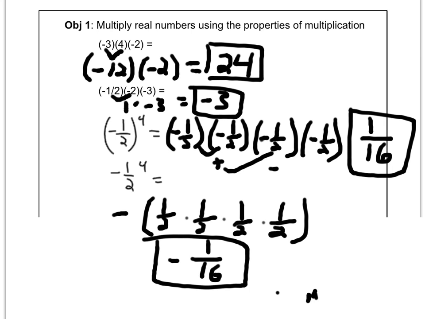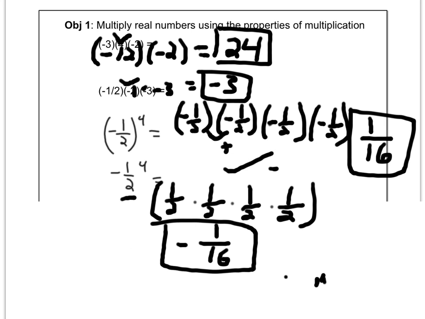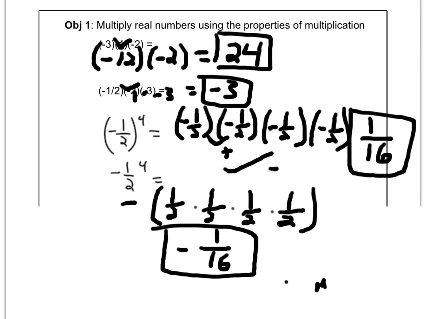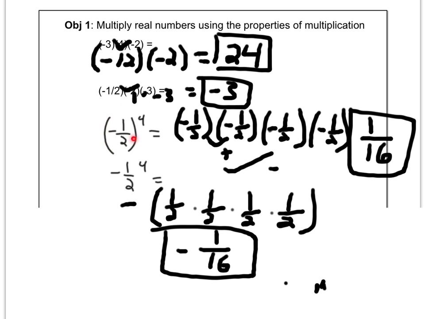Okay? Again, when this negative is in parentheses, it carries through every single time. When it's not in the parentheses, you only use it once. That's a big difference that we need to make sure we know. Alright, let's go on to another example.